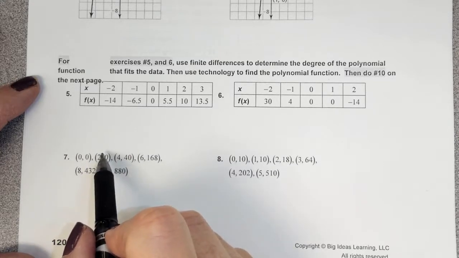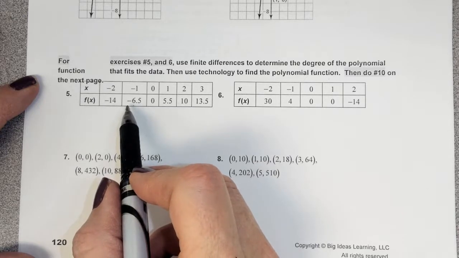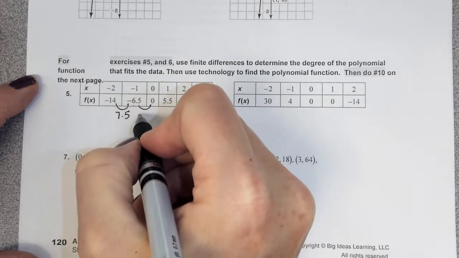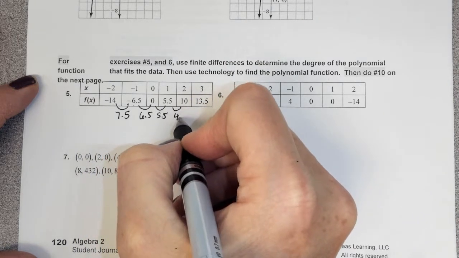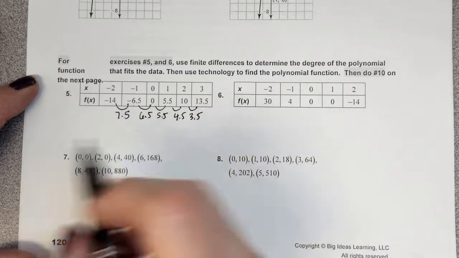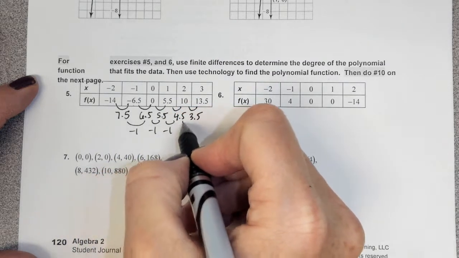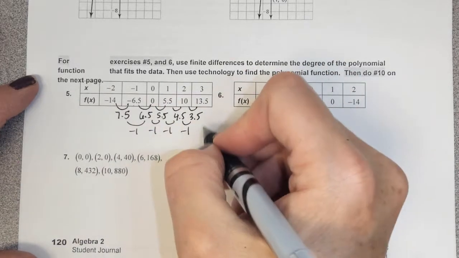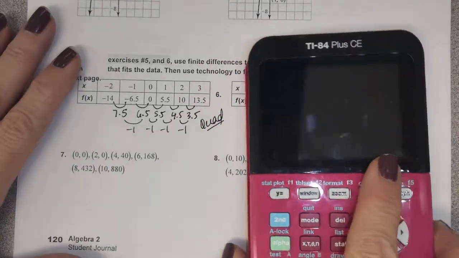All right, so we're going to look at our finite differences here. From -14 to -6.5, we're going to have to go up 7.5. To do this, we go up 6.5. Here we go up 5.5, 4.5, and 3.5. Is it linear? No, it's not all the same. Now we're going to look at them again. That's down 1, down 1, down 1, down 1. So what does that tell us about this data? It has to be quadratic. So now we're supposed to find the quadratic function for this.